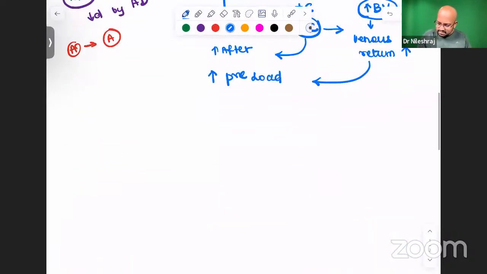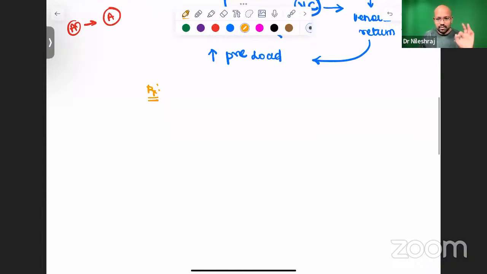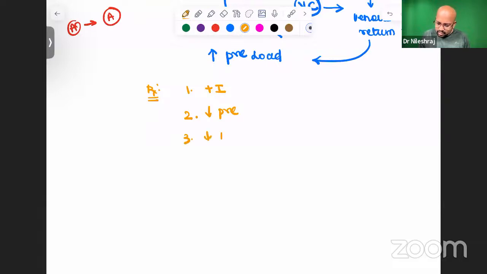So how to prevent these things from occurring, buddy? What exactly is the treatment approach for a patient with heart failure? What are the objectives of it? We have three important objectives. Number one, I have to increase the cardiac contraction, also called positive inotropic response. And the second one, I have to decrease preload and I have to decrease afterload. That's it.